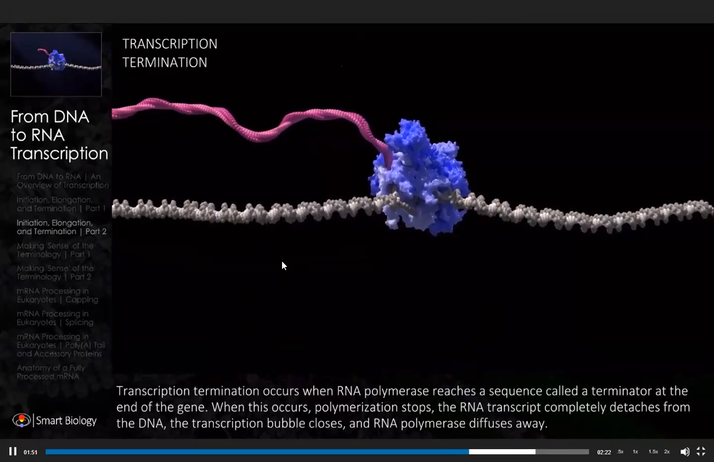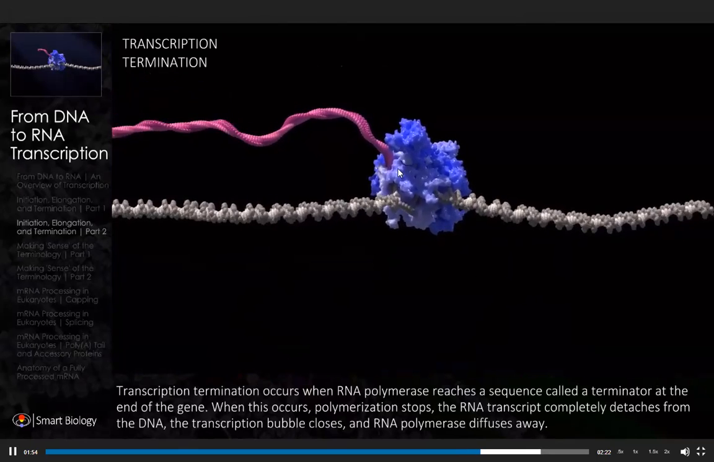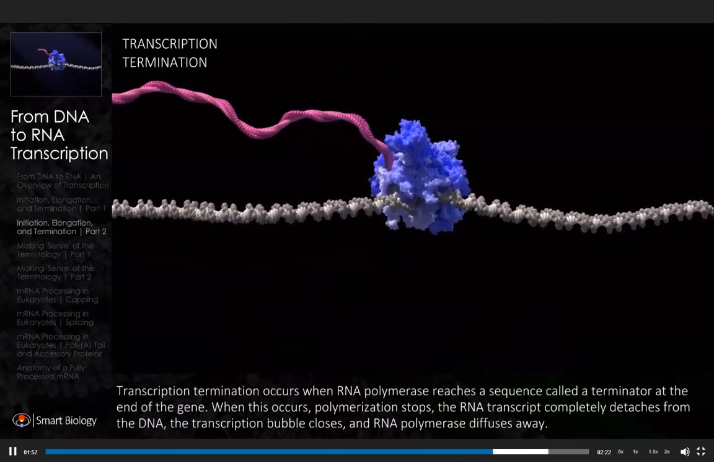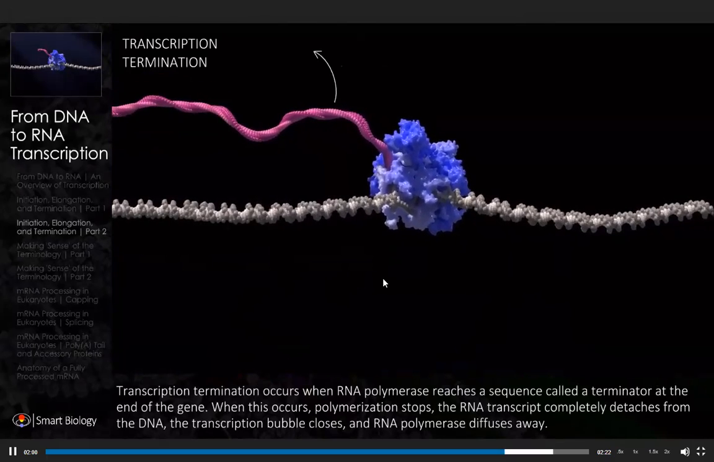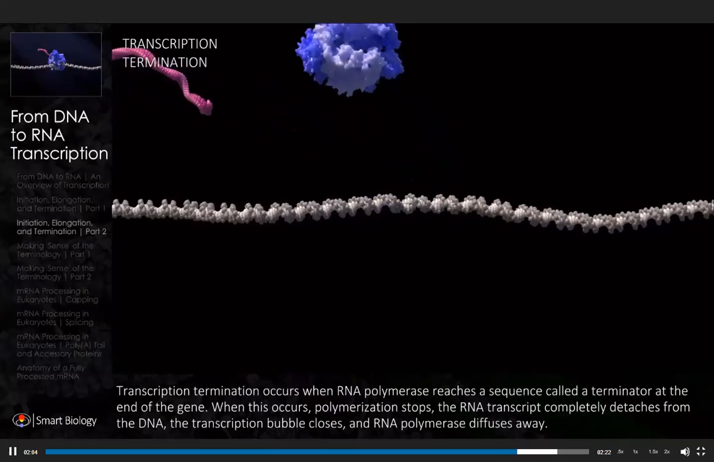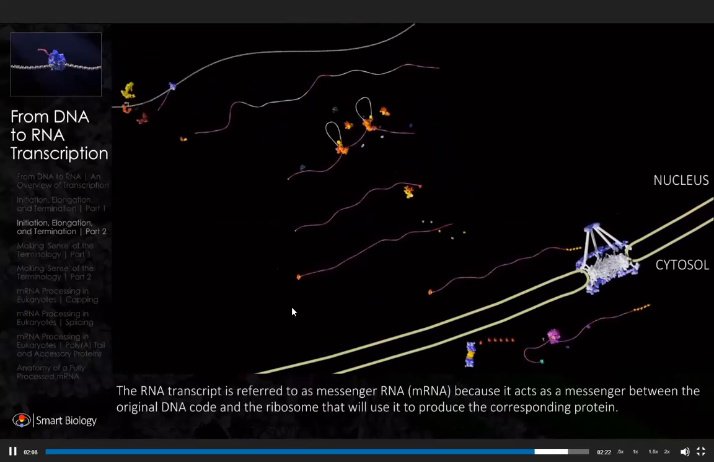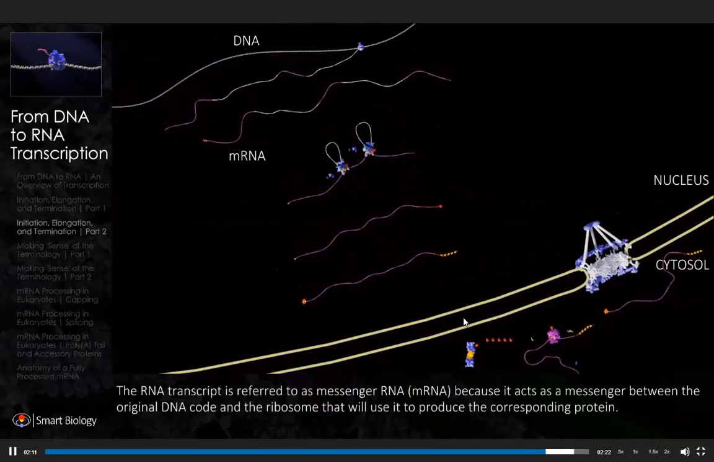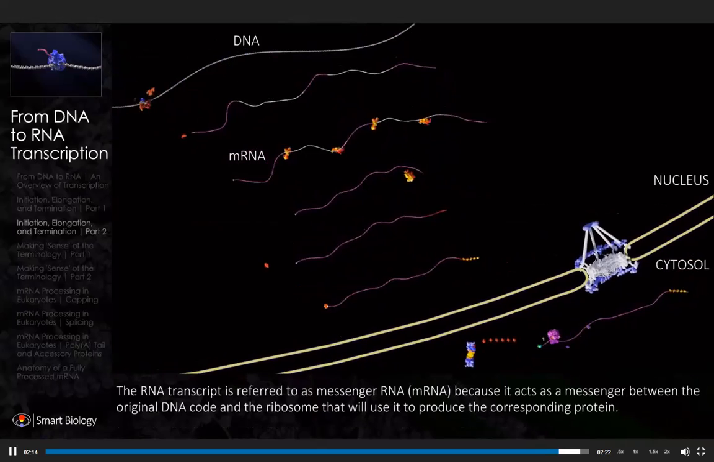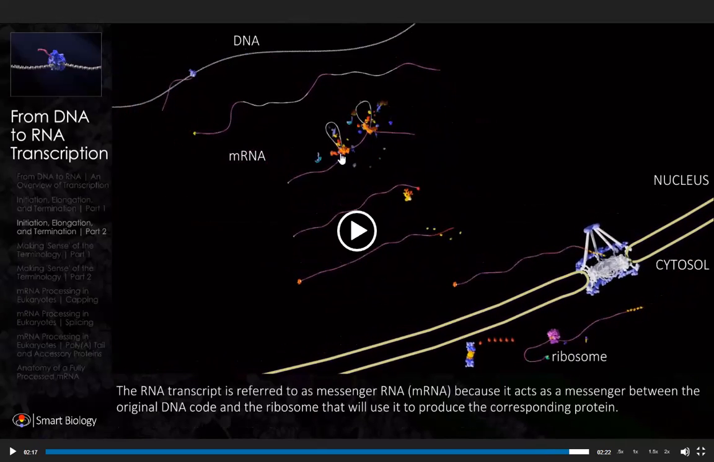And termination occurs when the RNA polymerase reaches a terminator sequence at the end of the gene. This terminator sequence is very well known for eukaryotes, but it's not very well known for prokaryotes. And as soon as it happens, the RNA polymerase leaves. In eukaryotes, this RNA will undergo a number of different processings.